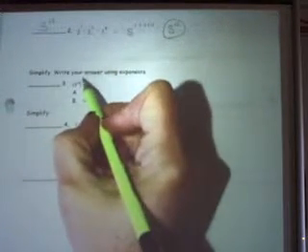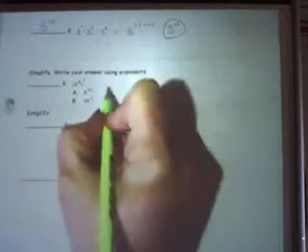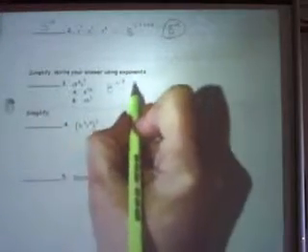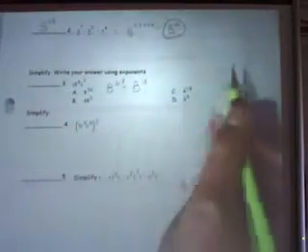Number 3. Simplify, write your answer using exponents. Okay, here I have a power to a power. Remember, with a power to a power, you multiply exponents. So that's going to become 8 to the 6 times 3, which gives me 8 to the 18th.